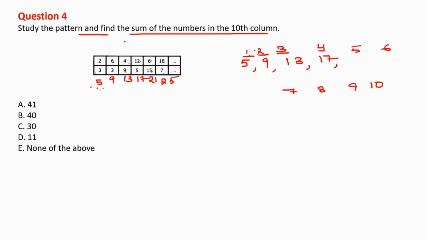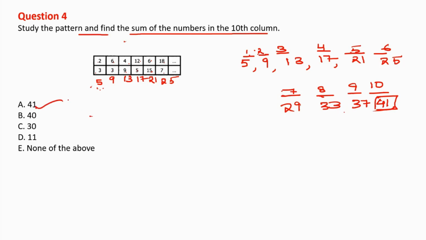Okay. So the 4th column is 17. 5th column we found out to be 21. 6th column should be 25. Similarly, if we continue, 25 plus 4, 7th column will end up at a sum of 29, plus 4, that's 33 in the next one. Plus 4 again, that's 37 in the next one. And finally, in the 10th column, 37 plus 4, the sum of the numbers should be 41. That's our required answer, option A.